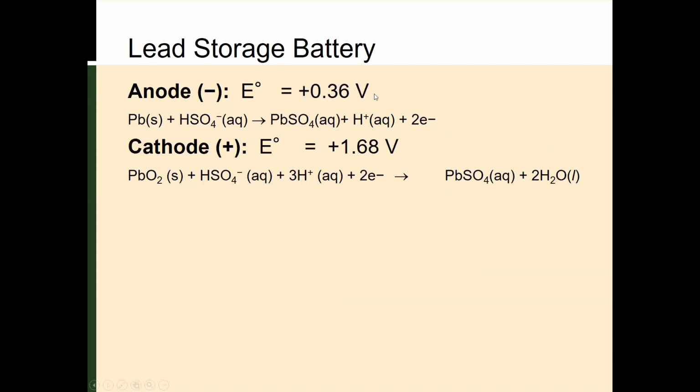Here are the 2 half reactions for the lead. Notice I go from lead to lead sulfate and lead oxide to lead sulfate. I then can add electricity and reverse those and charge it back up. Now notice this gives us a total of about 2 volts, about 2.04 volts. If you know that a car battery is 12 volts, how is that going to work? Well, that's simple. We put 6 of them together.